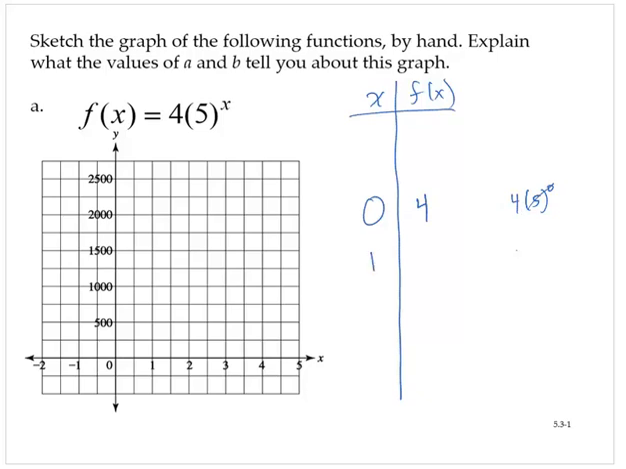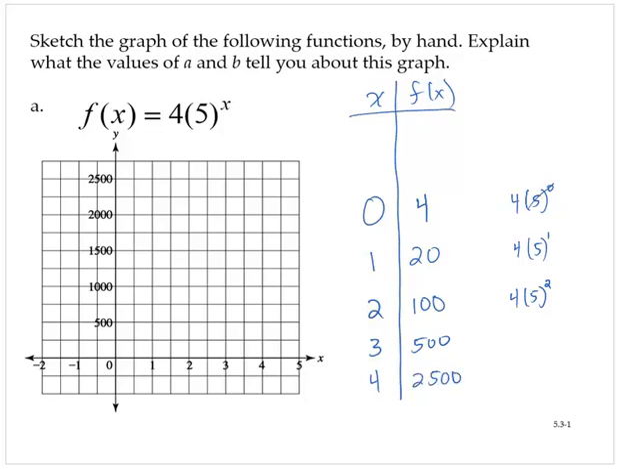If x is 1, I have 4 times 5 to the first. 5 to the first is 5, and 4 times 5 is 20. If x is 2, I have 4 times 5 to the second. 5 to the second is 25, and so I have 4 times 25, which is 100. If x is 3, I have 4 times 5 to the third, which ends up being 500. And if x is 4, I have 4 times 5 to the fourth, which is 2,500.